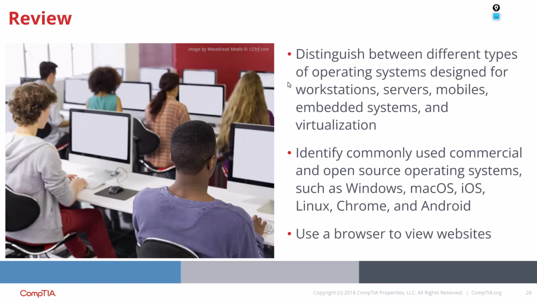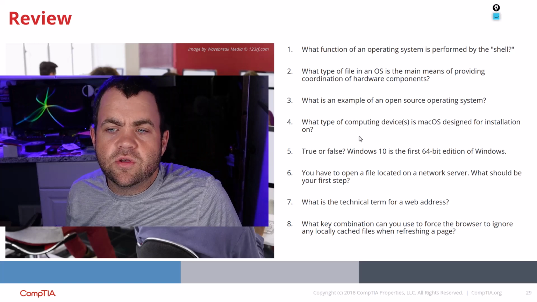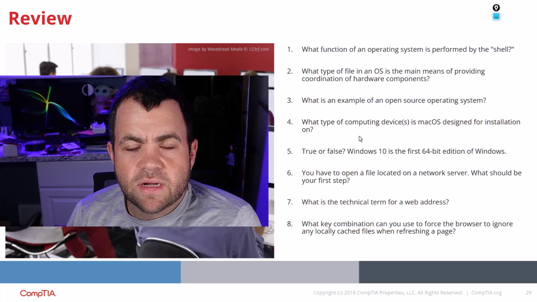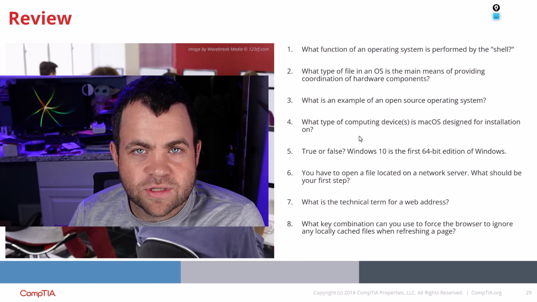So hopefully by the end of this module, you can now distinguish between different types of operating systems designed for workstations, servers, mobile devices, embedded systems, and virtualization, and then identify the different use cases for those. I think we discussed quite a few in this module, so hopefully that'll get your brain turning for the differences between them. So let's look at a few review questions, okay? I'm going to go ahead and let you pause it right here, and then when you resume, I'm going to go to the actual answers on screen as well.